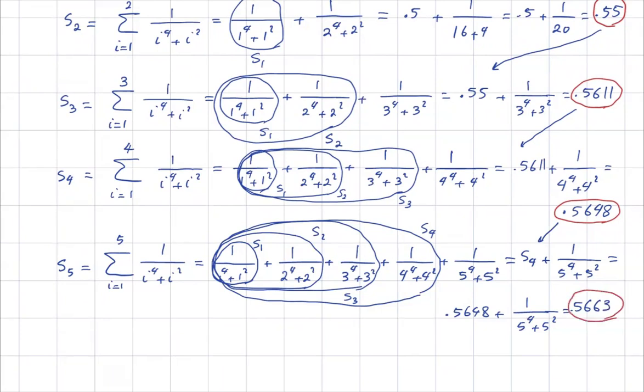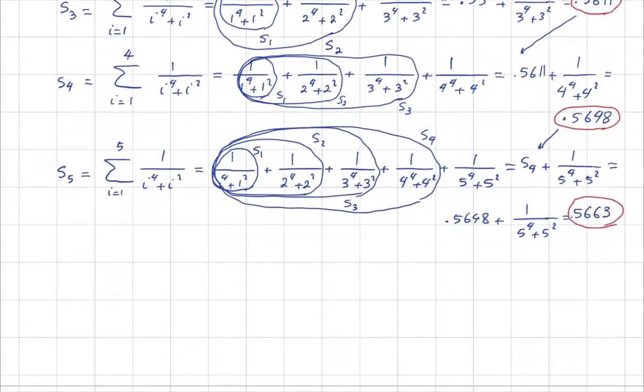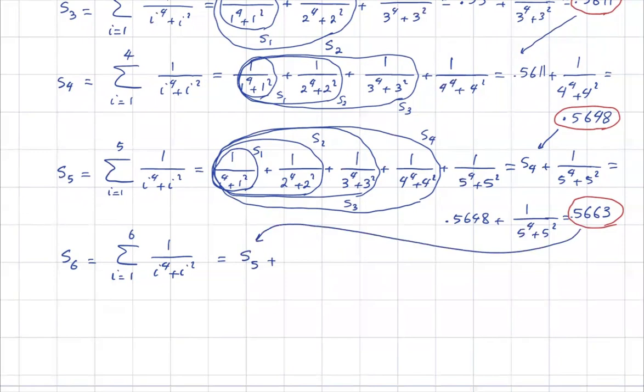Okay, so far I see I have a lot of repetition of 0.56. Let us find the rest of the terms and then make a conclusion. I'm not going to copy everything down again. S sub 6 is the summation of the first 6 terms, I to the 4th plus I squared, I starts from 1, goes to 6. You already know it is going to be S sub 5, which you already calculated, plus the new term A sub 6.